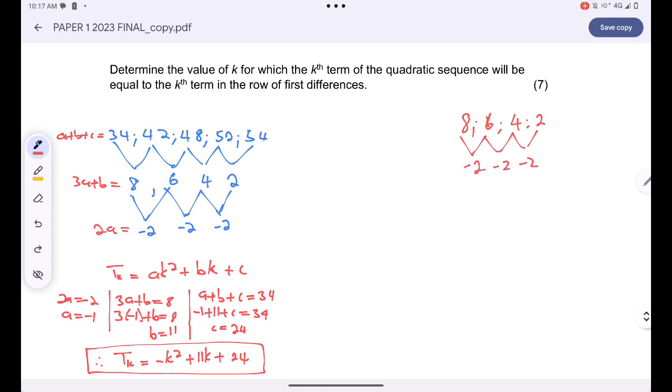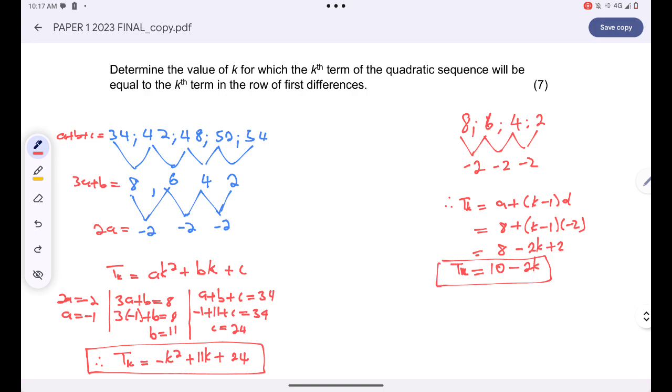You only need two things for us to find the general term: the value of the first term as well as the common difference. So therefore, Tk is equal to a plus (k minus 1)d. The value of a is 8. We don't know k, but the difference is negative 2. So this will give us 8 minus 2k plus 2. We'll end up having 10 minus 2k. This is the general term for our first difference, which is arithmetic.